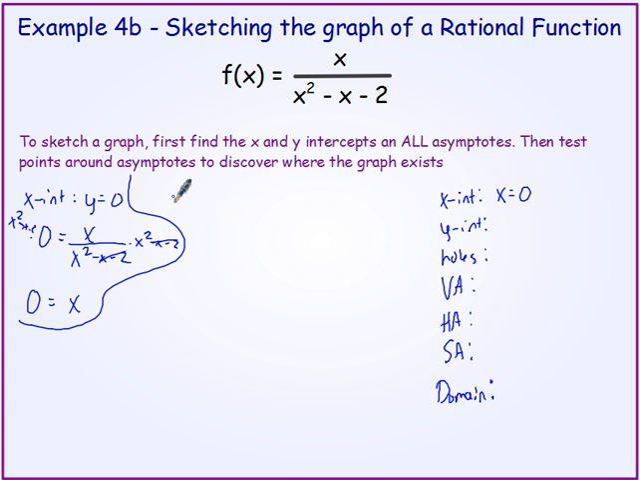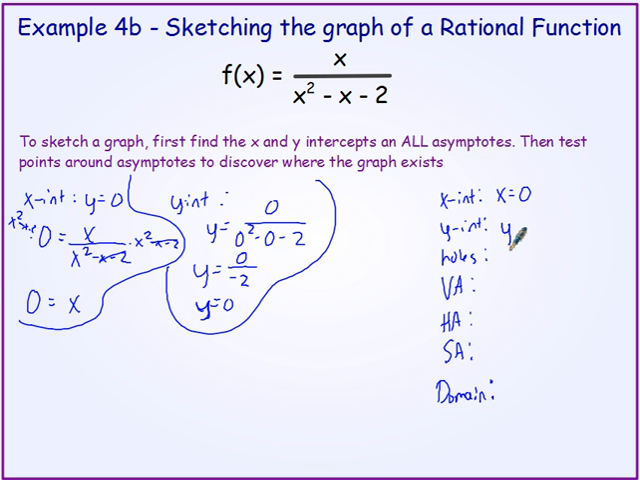The y-intercept, how do I do that? So y equals 0 over 0 squared minus 0 minus 2. 0 over what? Negative 2, which is still 0. Can I have 0 on top? Yes. I just can't have 0 on the bottom. Okay? So my y-intercept is also y equals 0.